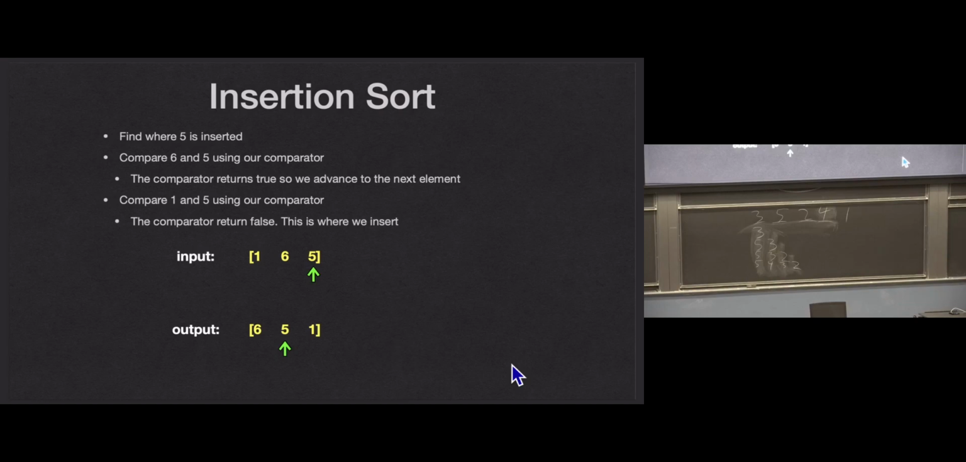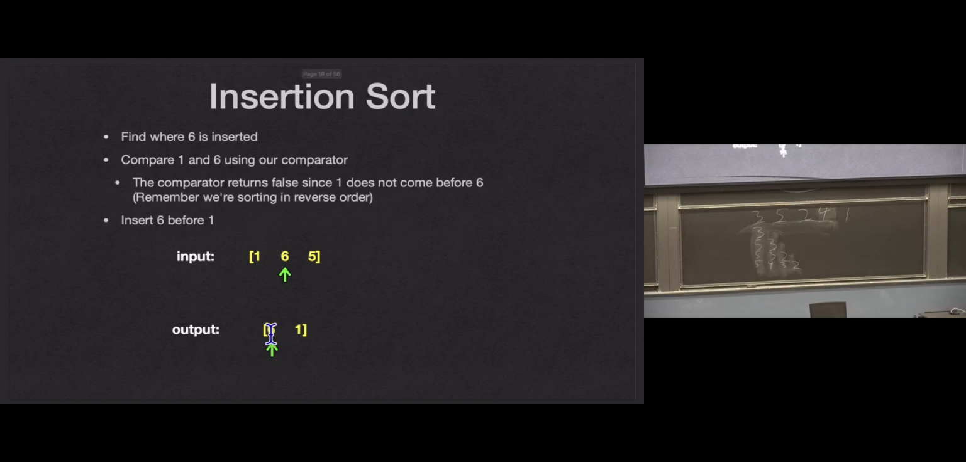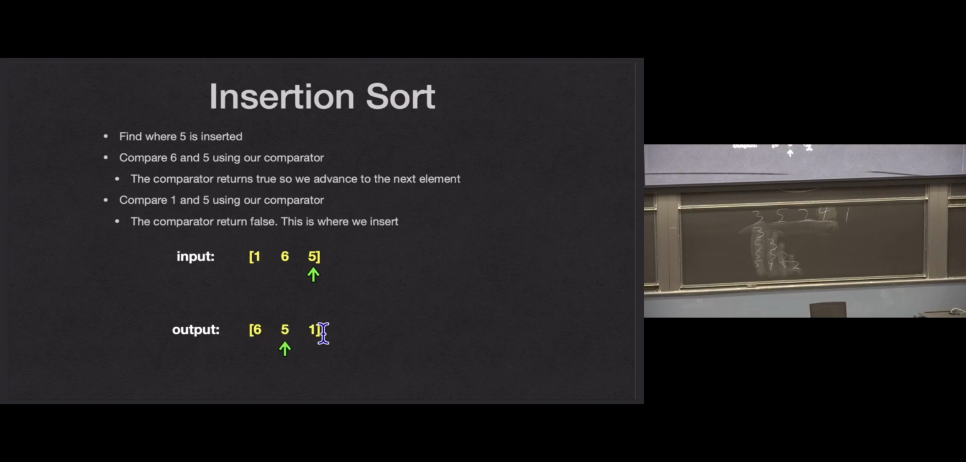For 5, we're going to check, does 6 come before 5? And the comparator says true. If the comparator says true, we're going to move down the line until it says false, and that's going to be the place where we insert this value. So for 6, it says true. We move down to 1. Does 1 come before 5? False. Once it returns false, that's the position that we insert. So at index 1, that's where we're going to insert our 5, and then 1 gets pushed down to index 2.